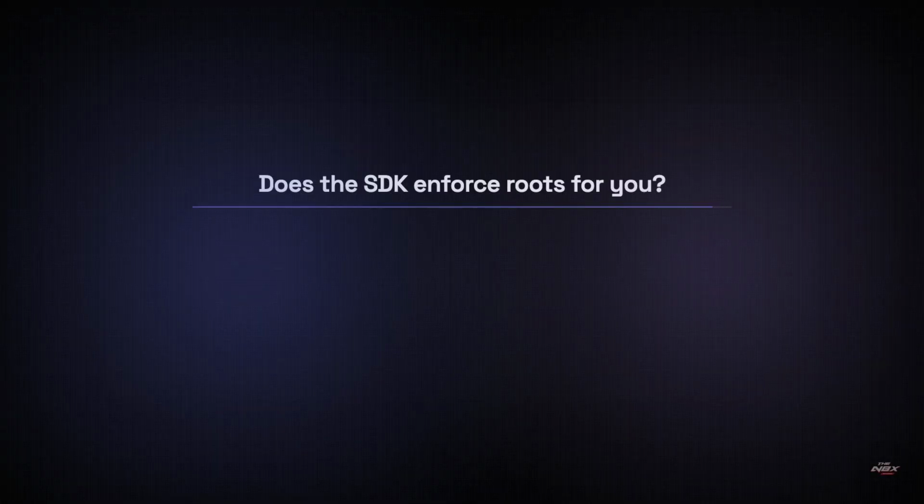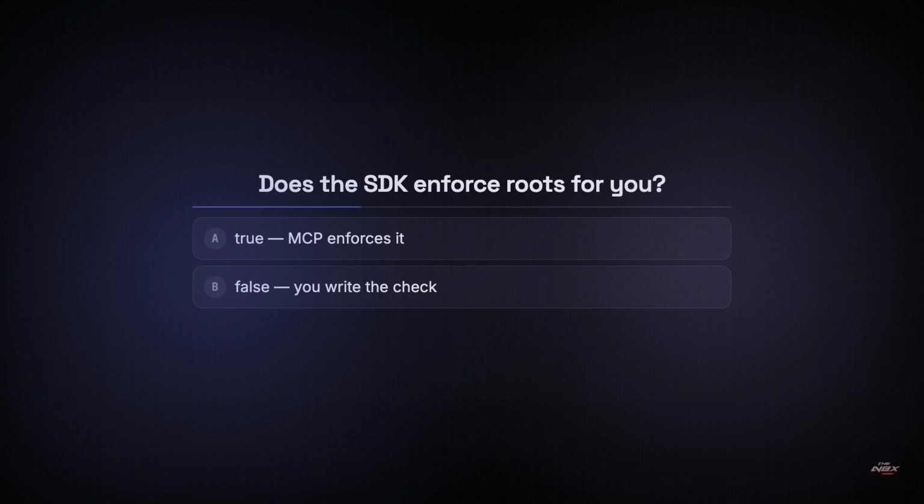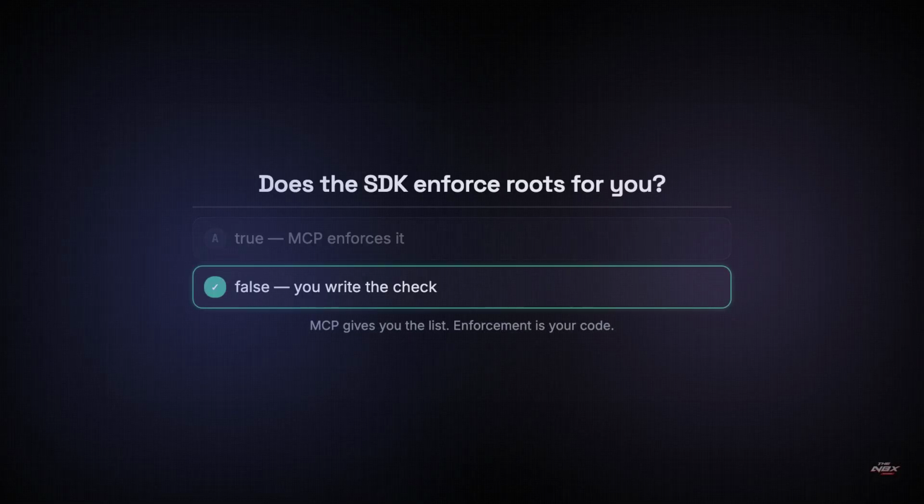True or false, straight from the course. The MCP SDK automatically stops tools reading files outside the roots. True, MCP enforces it. Or false, you write the path-allowed check yourself. Have a think and pause if you'd like a moment. Ready? False. MCP hands you the list and nothing more. The enforcement is code you write, and if you skip it there is no error and no warning, just a server that reads whatever it likes.